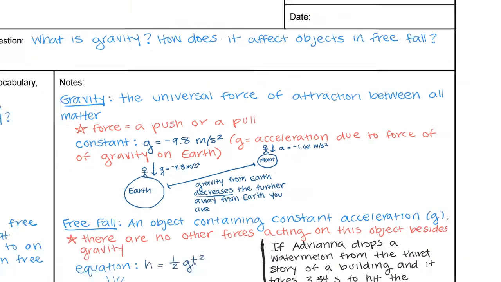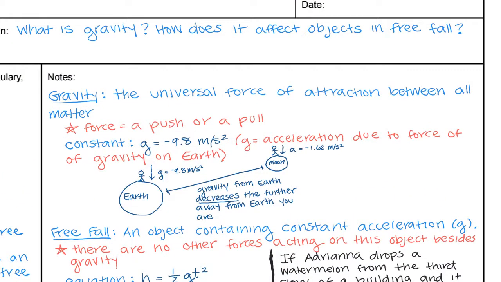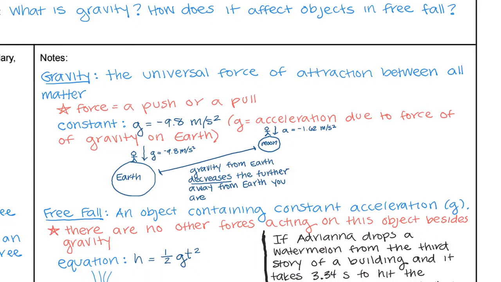Zoom out a little bit more. Okay. So gravity is defined as the universal force of attraction between all objects. So let's talk about what that means for us when we are talking about free fall motion. First, we need to define what a force is. A force is a very simple definition. It is simply a push or a pull. So gravity is a pulling force.